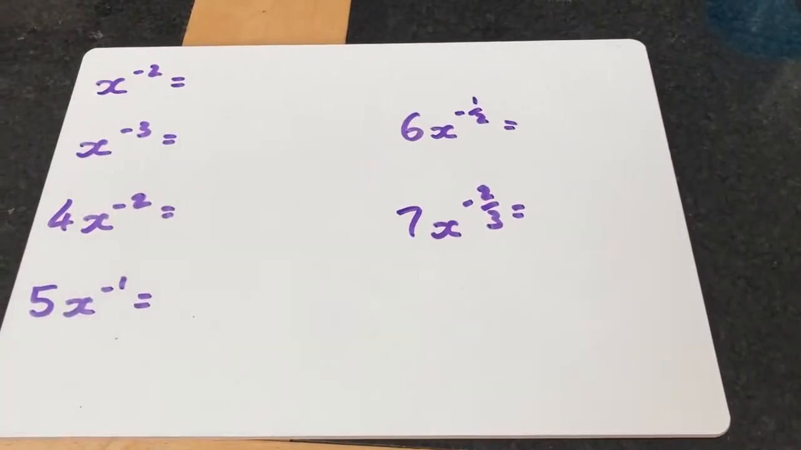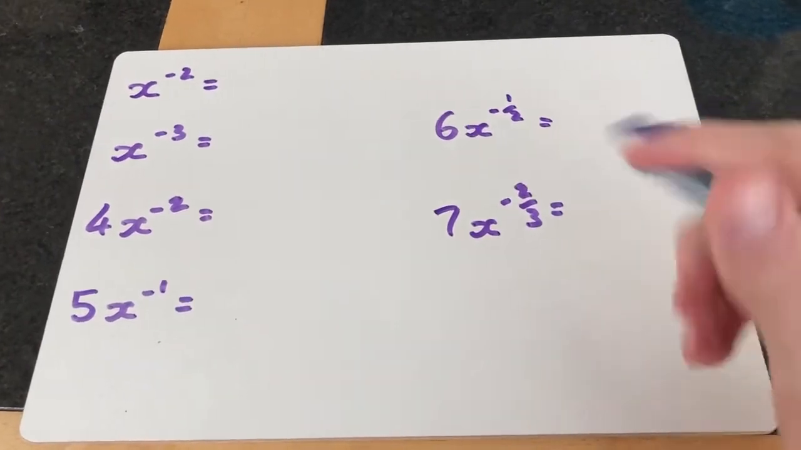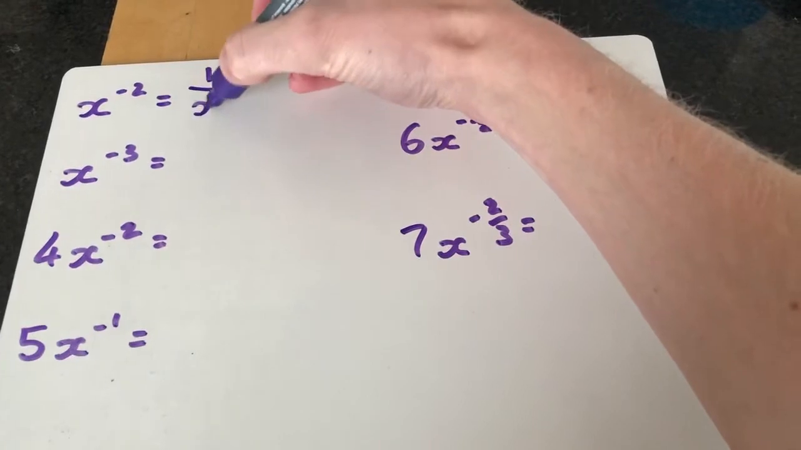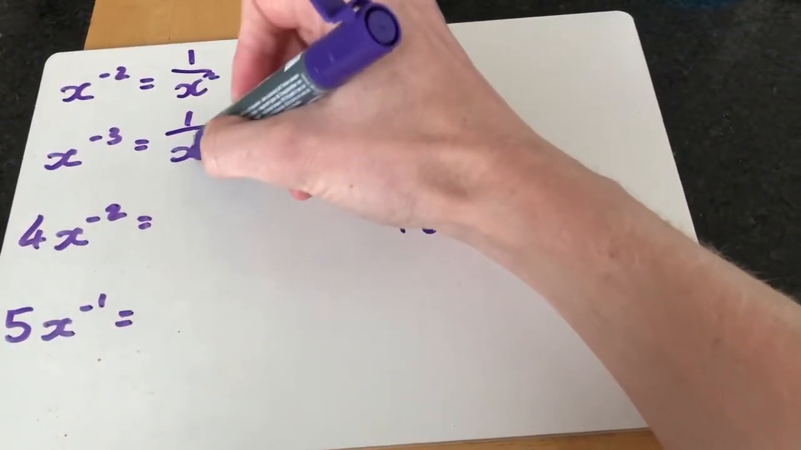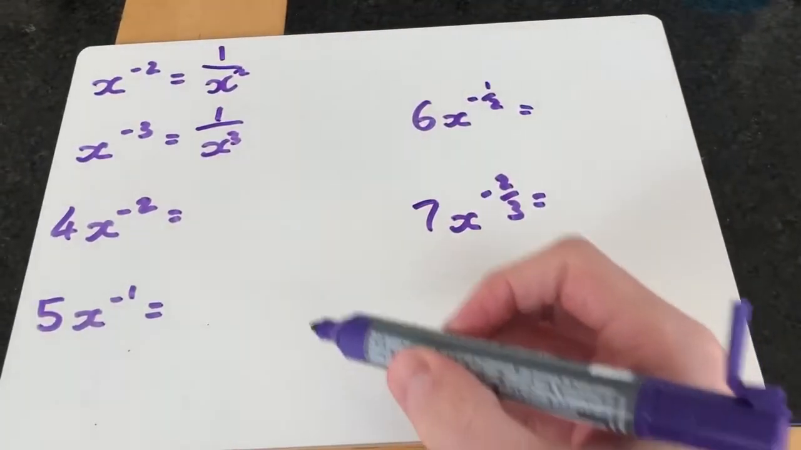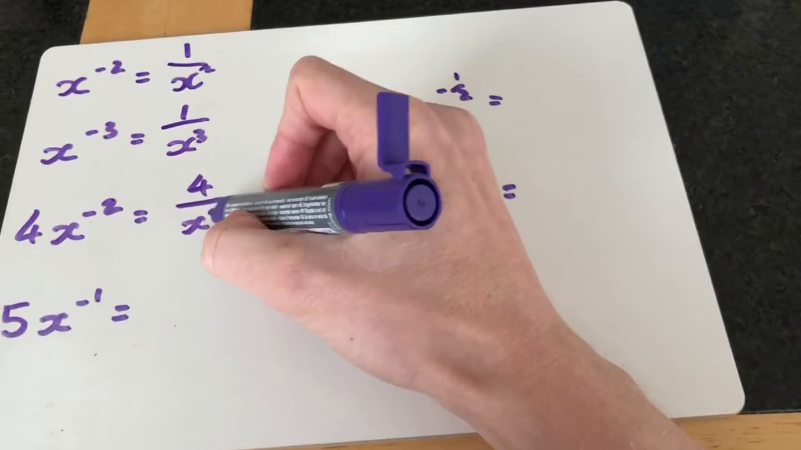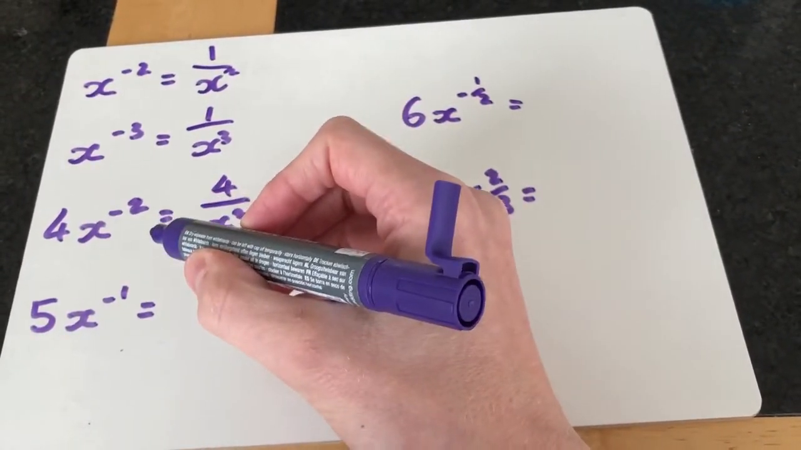Okay, first thing to be careful of is just making sure that you understand how to write these as fractions. So if you look at this one, you can write it as 1 over x squared. Next fraction will be 1 over x cubed. When you get to the third one, just be careful because it needs to be written as 4 over x squared. Okay, you're not squaring the 4 and writing that as a reciprocal.